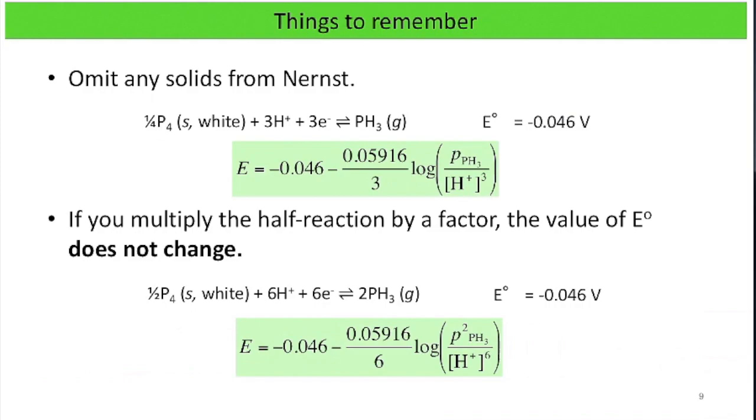So if we have this particular reaction on top here, so we have P4 going to PH3, and we have a standard reduction potential of minus 0.046 volts. If we multiply that reaction by 2, in this case, so now we have half a P4, before we had a quarter of a P4, the standard reduction potential, or the E naught, does not change. So it remains the same.